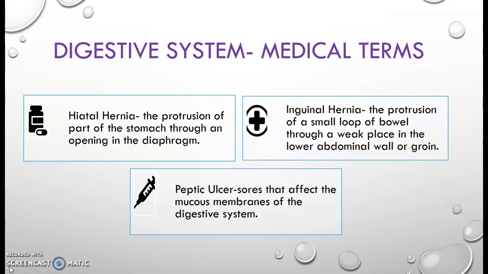Other medical terms of the digestive system include the hiatal hernia, which is the protrusion of part of the stomach through an opening in the diaphragm. Inguinal hernia is the protrusion of a small loop of the bowel through a weak place in the lower abdominal wall or groin. Peptic ulcers are sores that affect the mucous membranes of the digestive system.